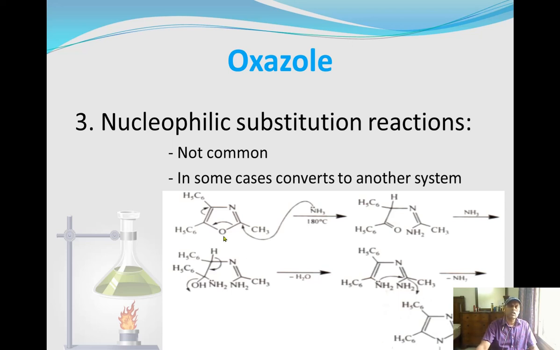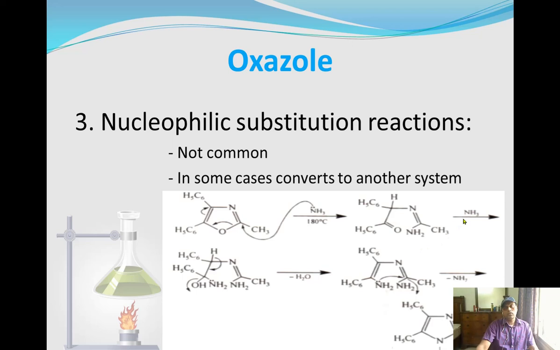Let's look at this nucleophilic substitution reaction here. On this oxazole, we are going to make it react with ammonia. Ammonia can act as a nucleophile. So this nucleophile ammonia is going to attack over here at position number 2, right? The amine group is going to form over there, and this ring is going to break.